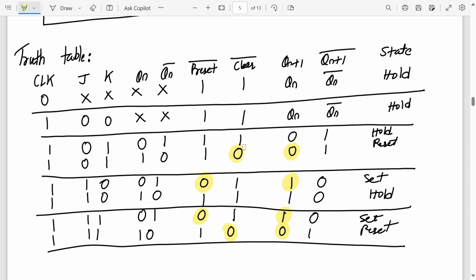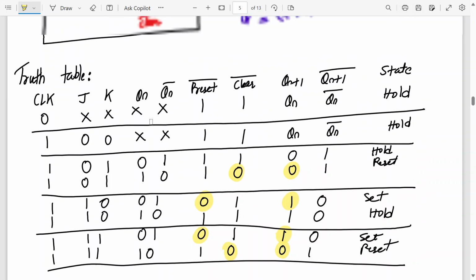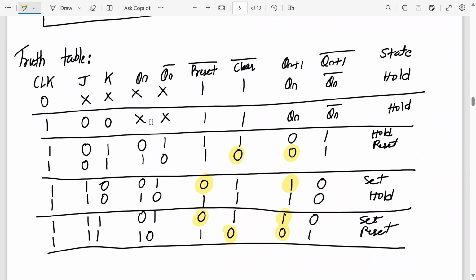Alright, can we move on to the implementation level? Yes. Completed the table, right? Yes, sir.